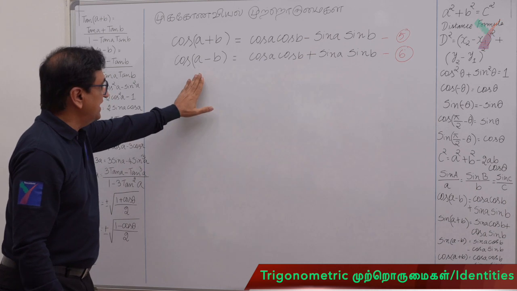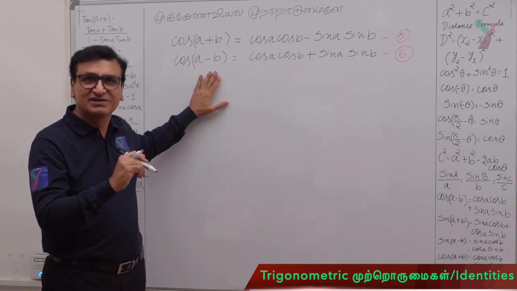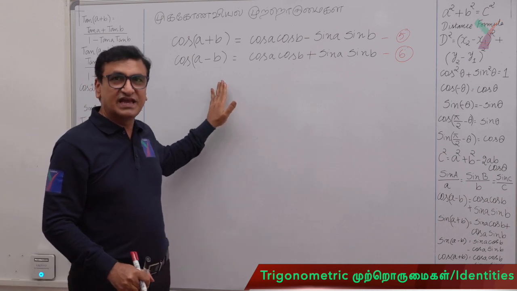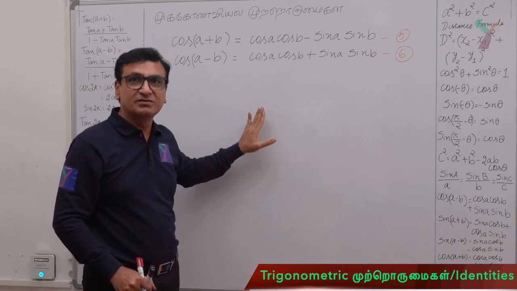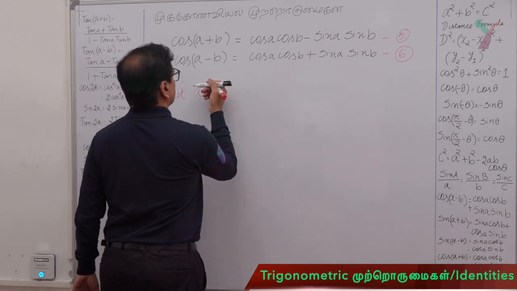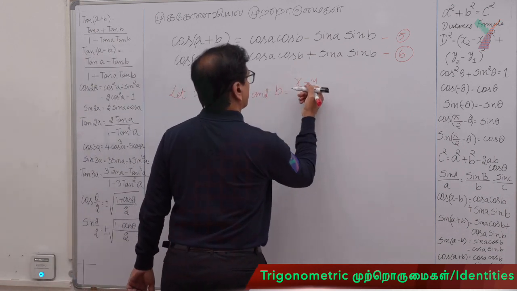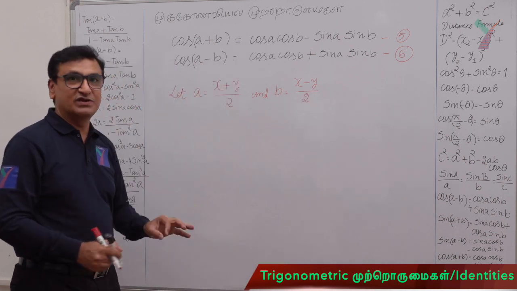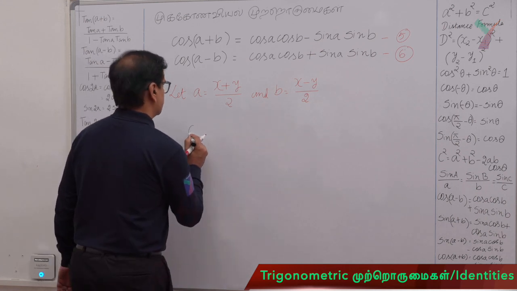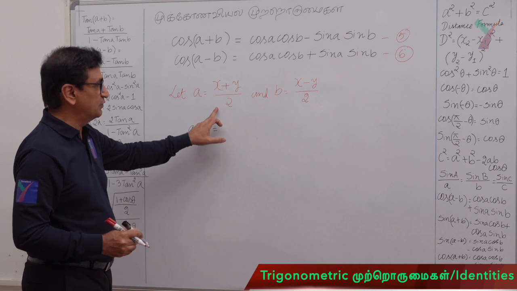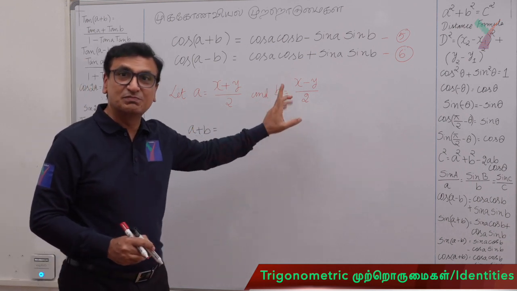Next, I have these a and b, and I am going to write them in a slightly different way. I am going to write a equals x plus y by 2 and b equals x minus y by 2. Now, what is a plus b? Let's calculate a plus b. What will we get? x plus y by 2 plus x minus y by 2.